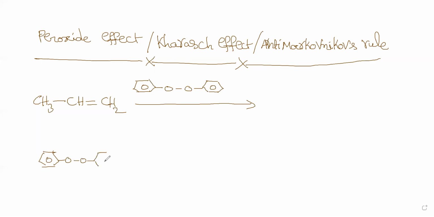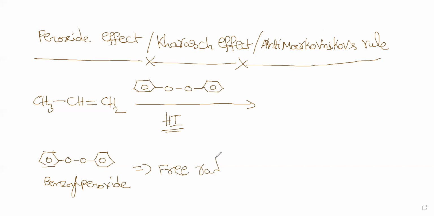So when you have an O-O bond, it is called a peroxide. This is benzoyl peroxide. So when you have benzoyl peroxide and then you use HI, it's not correct to say that it is the negative part of the reagent anymore. This follows a free radical mechanism.